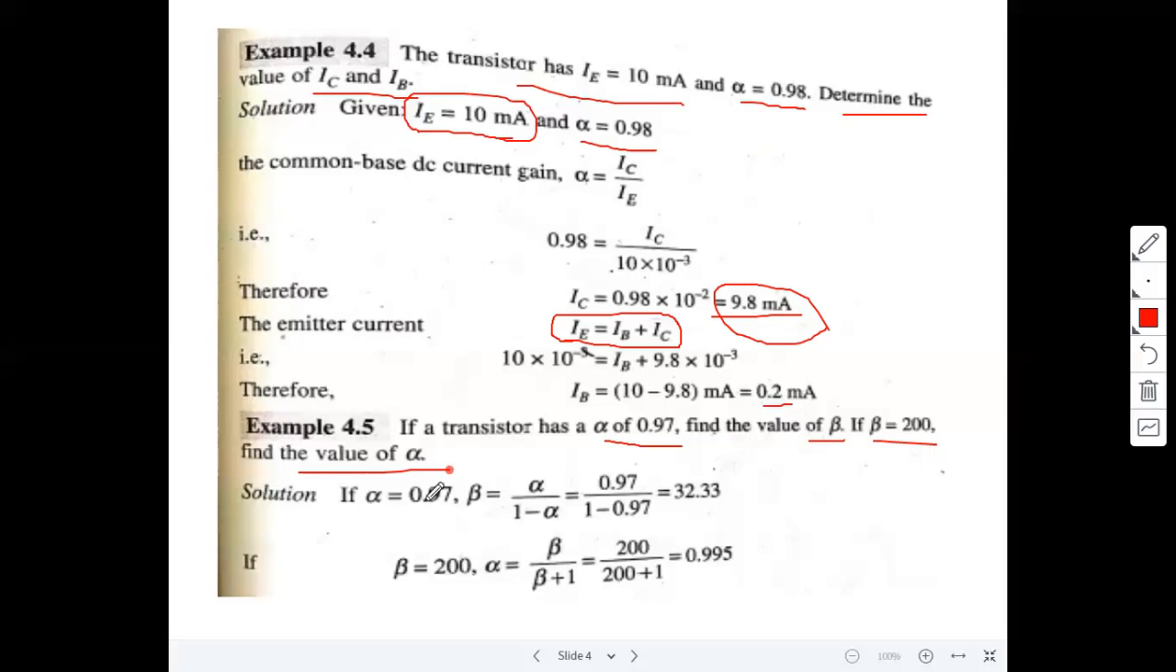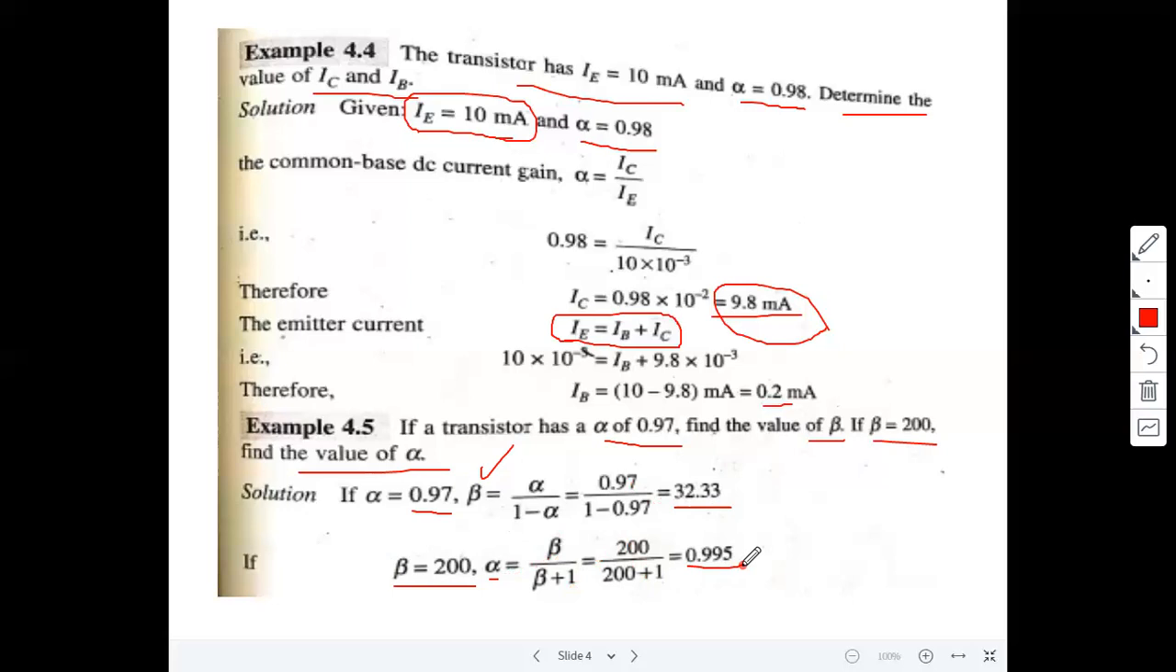Now here in this problem, alpha is given. Once you know the alpha, what is the beta? Beta in terms of alpha: beta is equal to alpha by 1 minus alpha. Substituting this value, beta is equal to 32.33. And the second one: if beta is equal to 200, what is alpha? Alpha is equal to beta by 1 plus beta, that is equal to 200 by 200 plus 1, that is equal to 0.995.